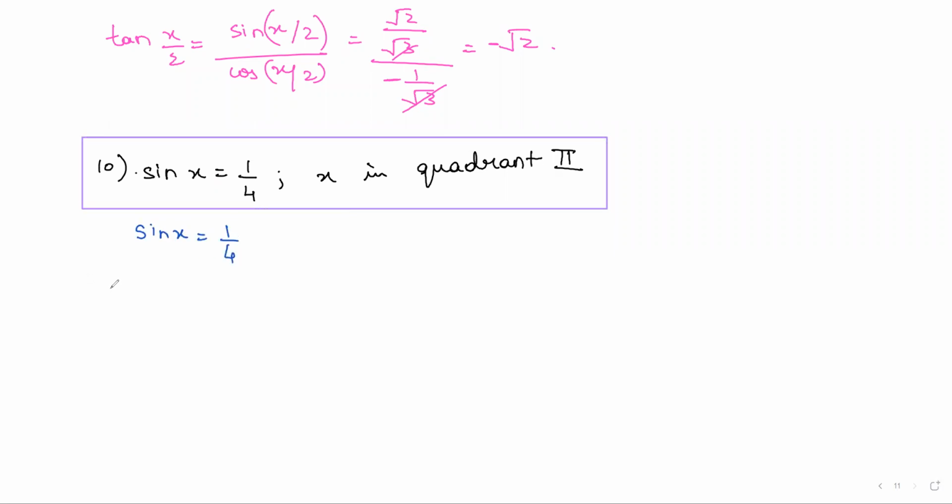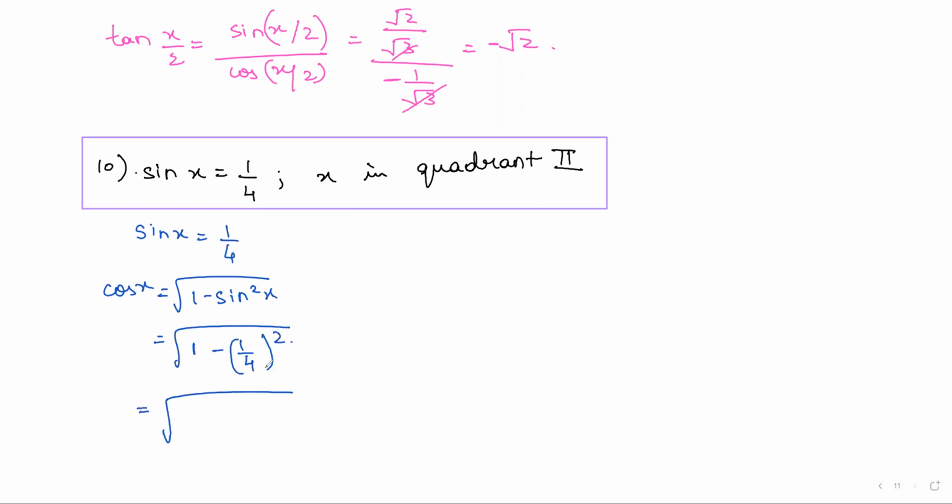With sin x, we can calculate cos x. Cos x is equal to root of 1 minus sin square x, which is equal to root of 1 minus (1 by 4) whole square, is equal to root of (16 minus 1) upon 16, 15 upon 16, which is equal to plus minus, but x lies in the second quadrant, cos is negative, so cos x is minus root 15 upon 4. Now, x lies in the second quadrant, pi by 2 to pi.